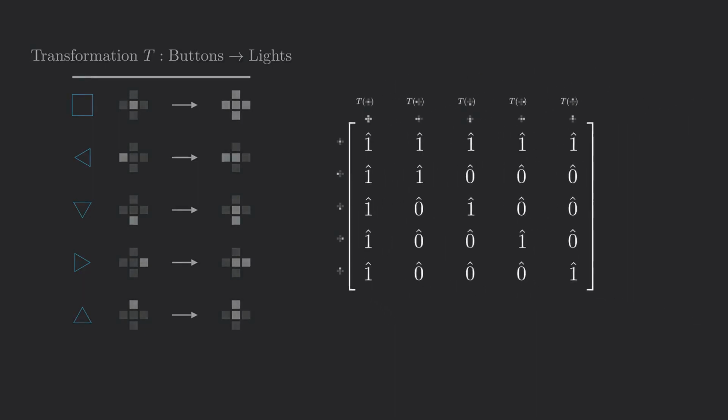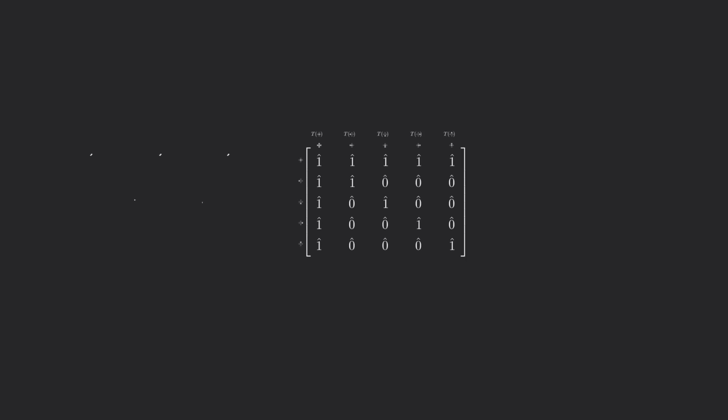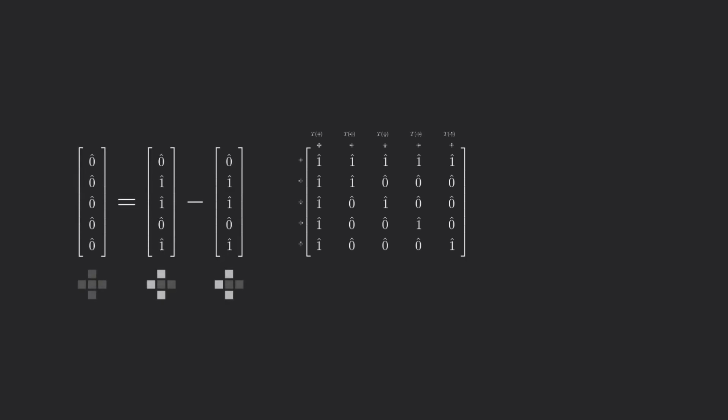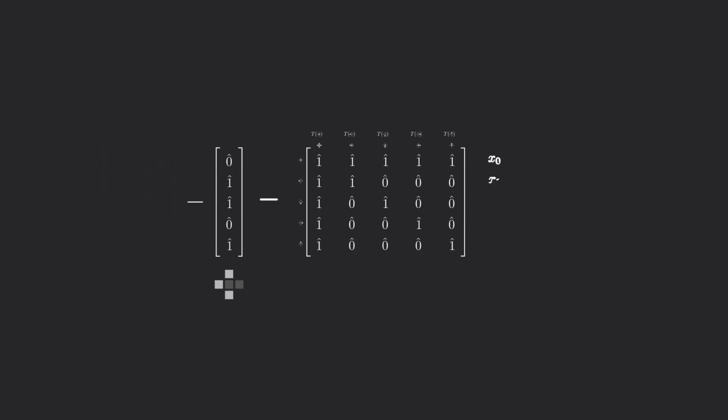If we want to turn off all the lights in this configuration, it's a matter of subtracting the configuration from itself. We want to find the coefficients then that transform to this negative of the configuration, which, since we're in binary land, is just the configuration itself. Written this way, we have something very similar to the types of linear systems we're familiar with, and indeed, we could try to solve it in a similar way.